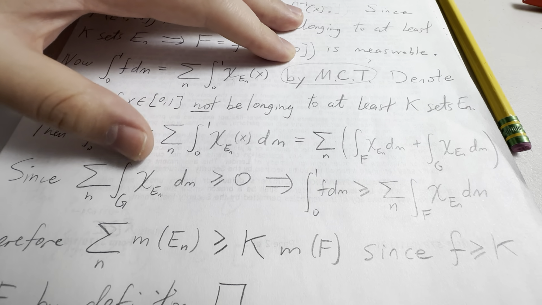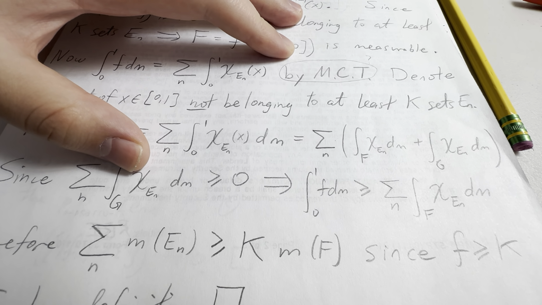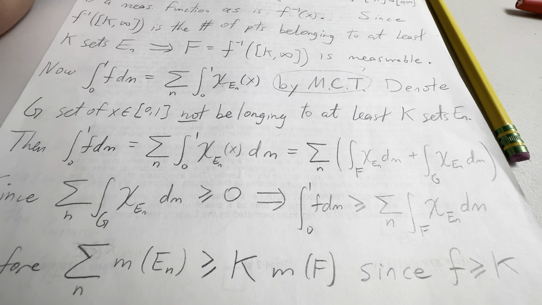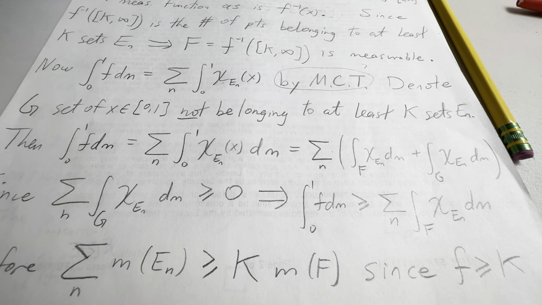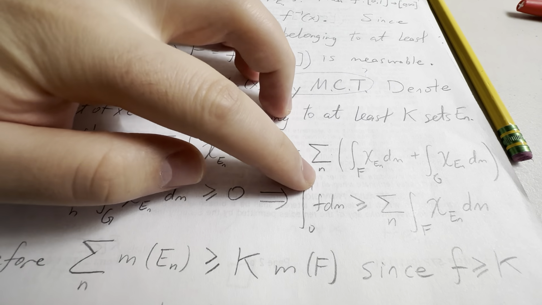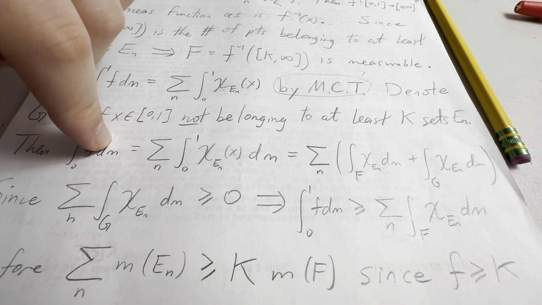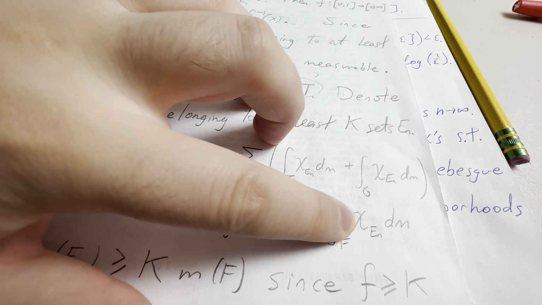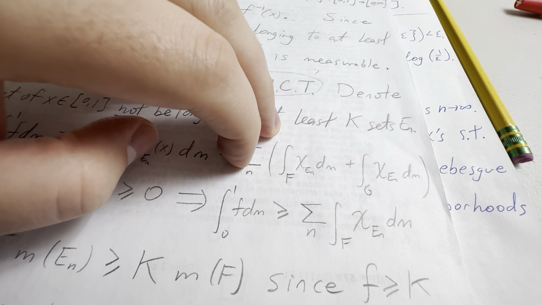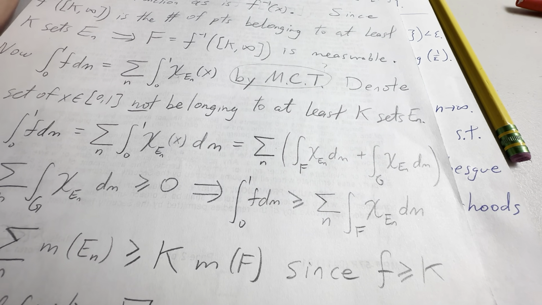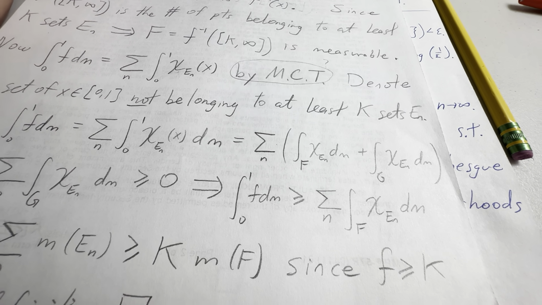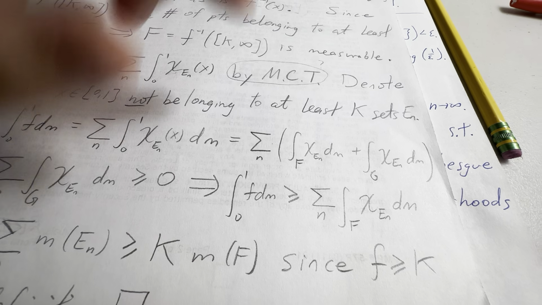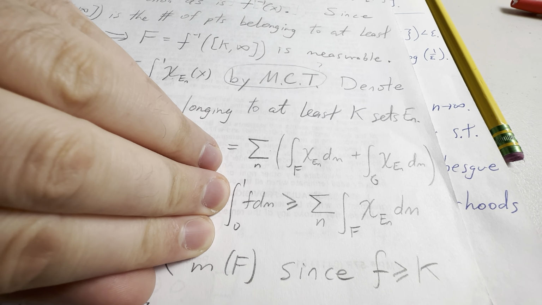And because this is non-negative, which makes sense, I don't see how it could possibly be negative, this tells us that this integral over here is bounded below by the sum of the integral over F of the characteristic function of En. But again, this is the part where I'm kind of confused. Why do I even need to take this detour through G? Why can't I just say that this is true automatically?